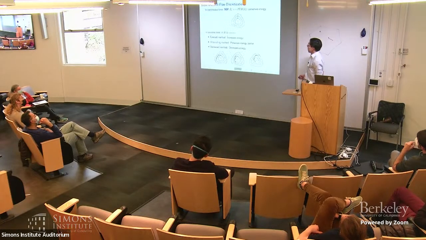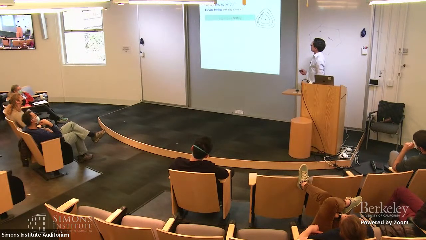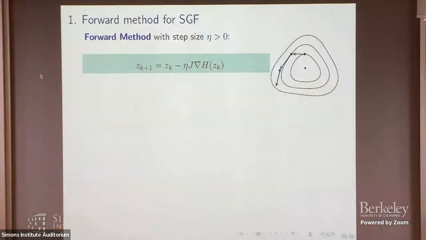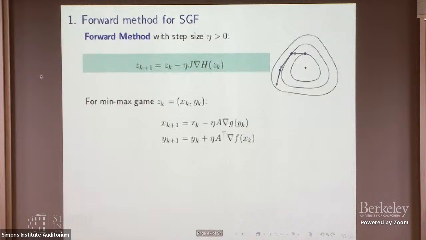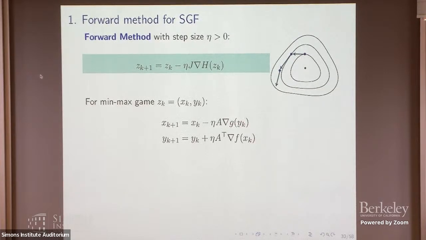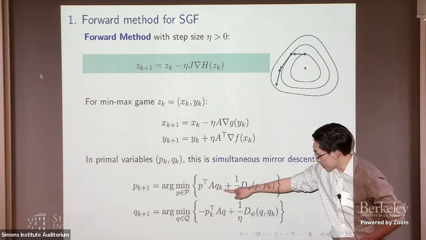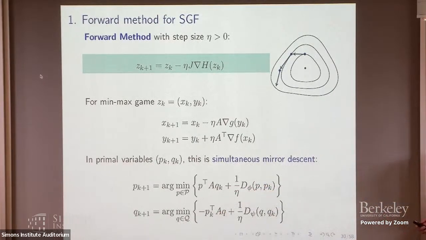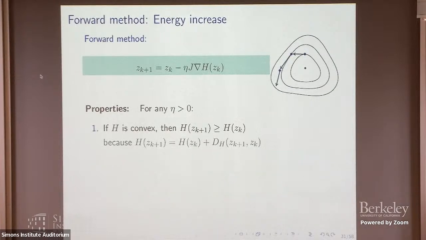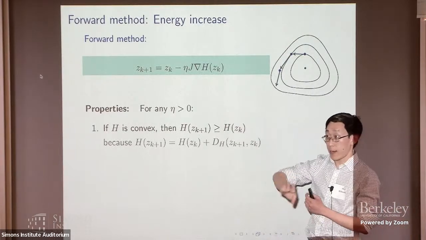Okay, so let me show briefly what happens in each case, but it's really the same as before. The forward method, right? So we really apply the vector field at the previous point. And for the min-max game, this corresponds to this update. And in the primal variables, this corresponds to simultaneous mirror descent, where the P and Q players play simultaneously. In this case, when the energy function is convex, then it always increases your function value in each iteration. And this is true for any step size, even when your step size is very, very large.